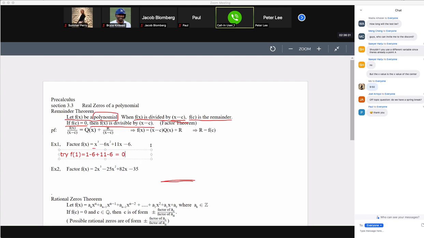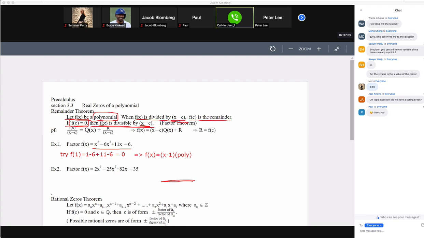Yes, it is. What that means is that f of x is equal to x minus 1 times a polynomial. In other words, x minus 1 is a factor. So basically, here is the theorem. If f is a polynomial and f of c is equal to 0, then x minus c is a factor. f of x is divisible by x minus c. It's the same thing as saying f of x has a factor x minus c.